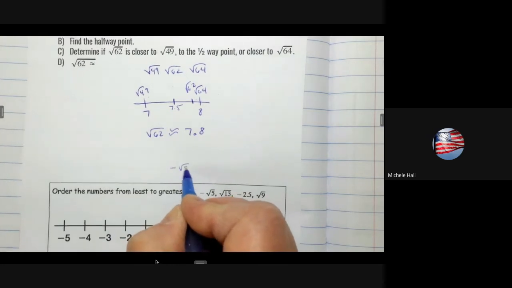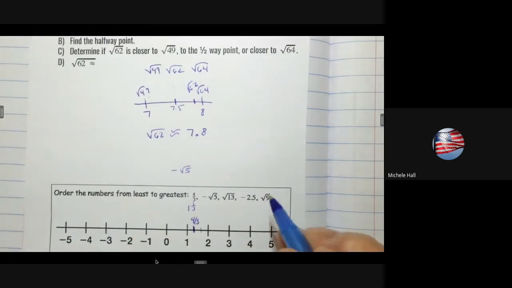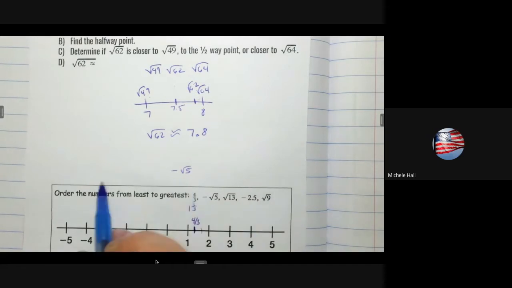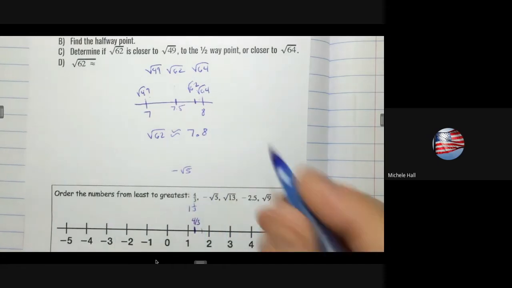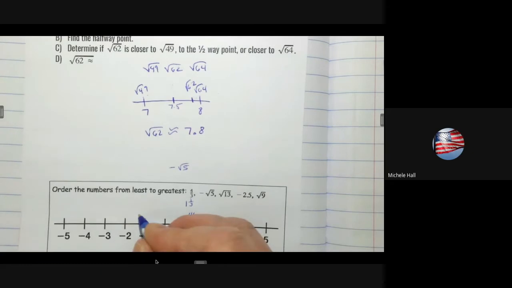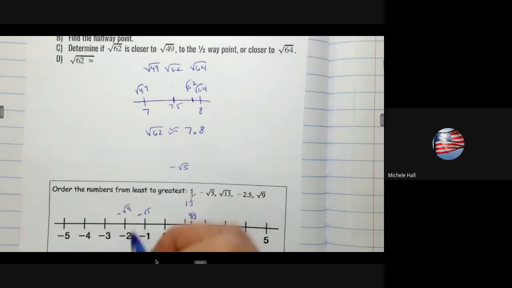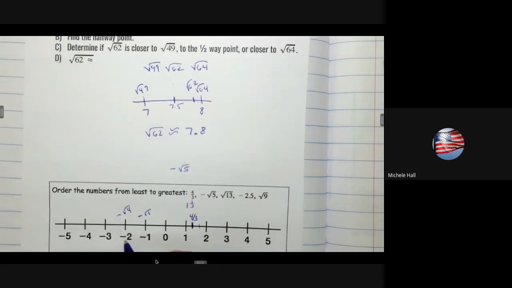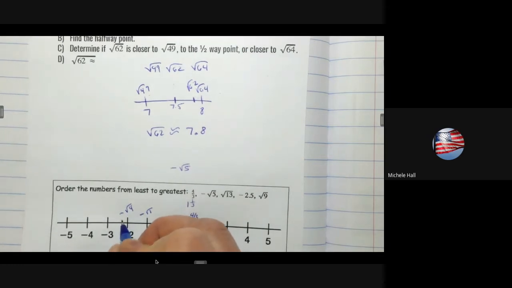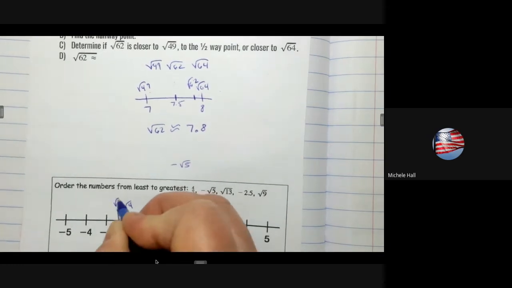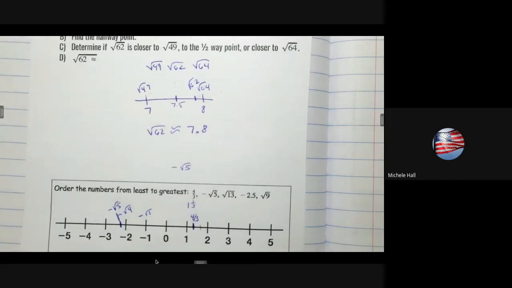Negative square root of 5. Negatives are on the opposite side. And so on a number line, we have negative square root of 1. The negative goes on the outside. 2 times 2 is 4, so the negative square root of 4 would be here at negative 2. So I would say that right after the negative square root of 4 would be the negative square root of 5. Negative square root of 5.